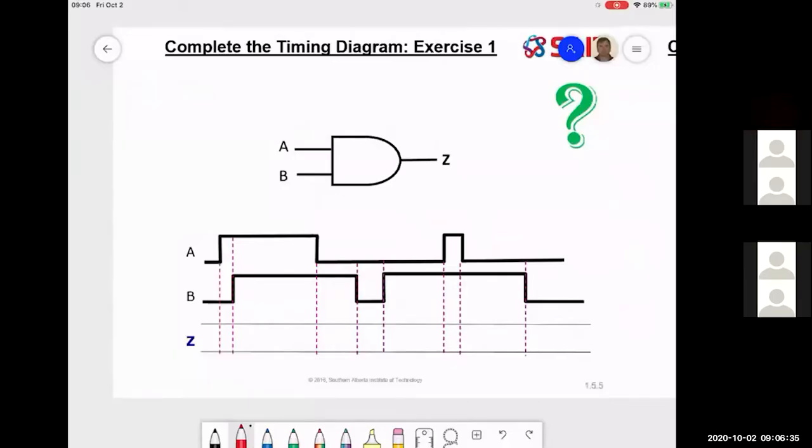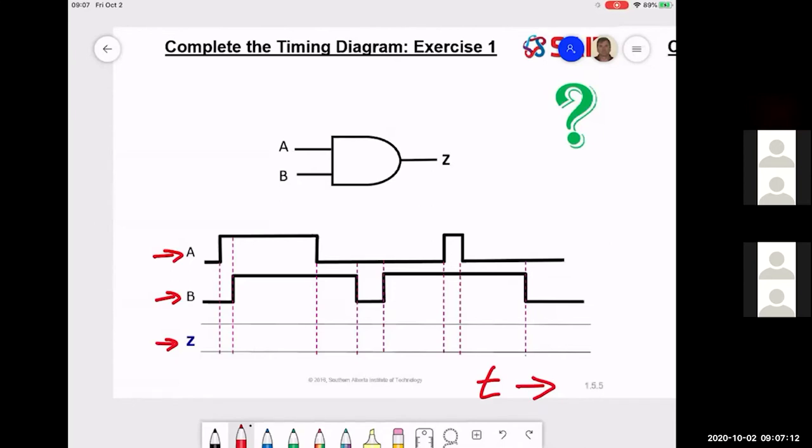Okay, so I'm going to do this first one and then I'm going to ask people to start helping me afterwards for the next one. This first one, it's A and B equals Z. I've already written in the possible changes for A as it progresses over time, and I've got the input B, and an output Z. As time progresses, I have already drawn in vertical lines where input transitions occur.